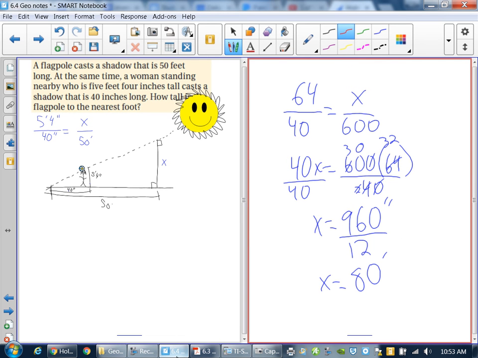So basically, what I'm getting at here, guys, is that when you have this type of setup, it's about being able to draw the picture, fill in the blanks with the information that you have, and cross multiply and solve the problem.